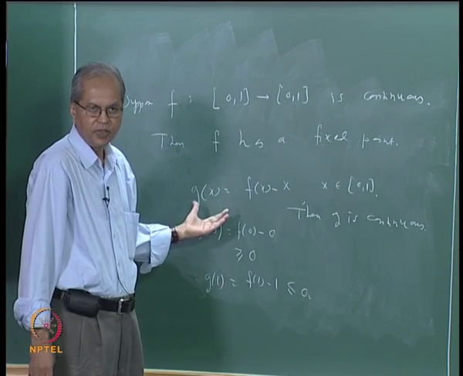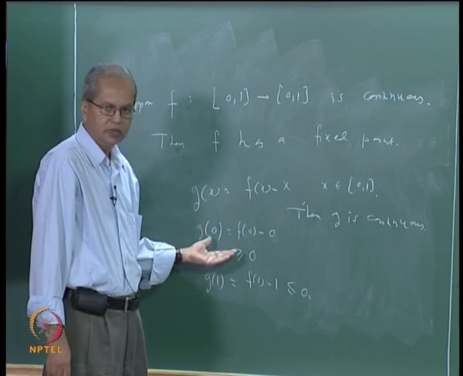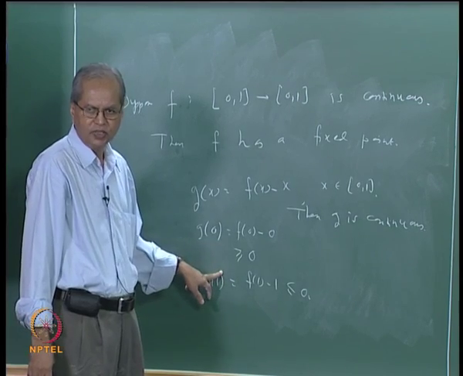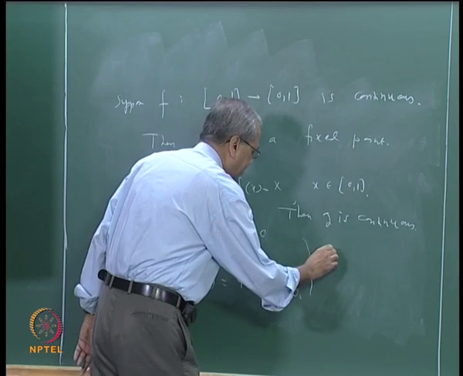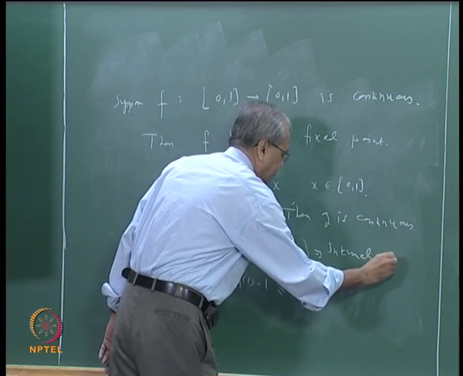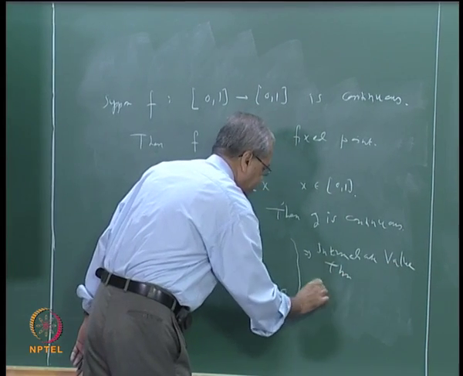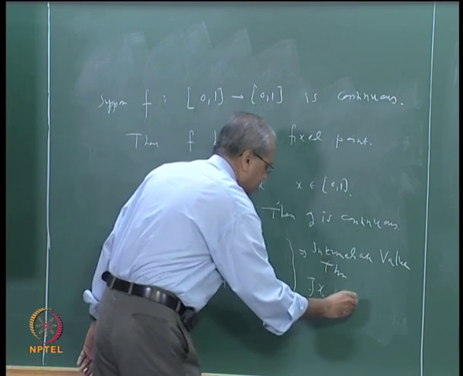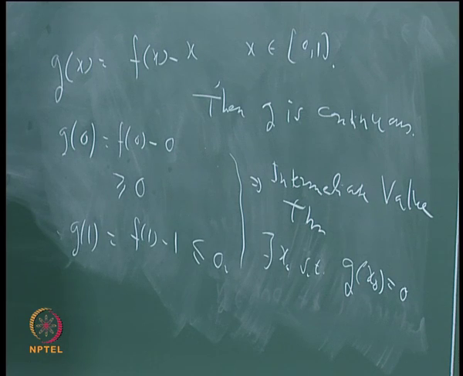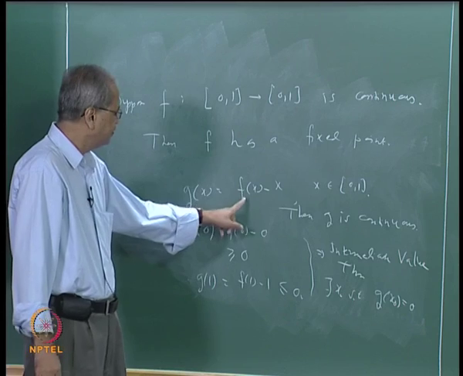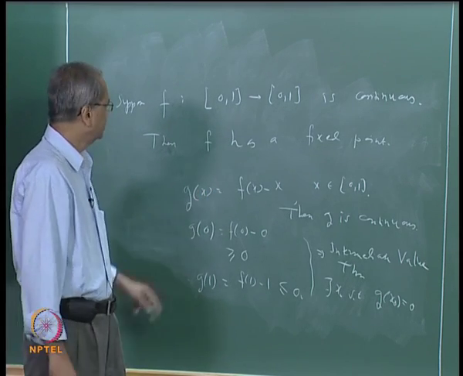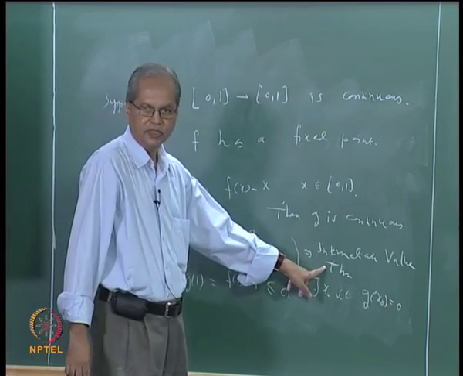So what does the intermediate value theorem say? Suppose one of these values is 0, then that is what we want, there is nothing to be proved. Otherwise, these two things imply by the intermediate value theorem that there exists some x naught such that g(x naught) is 0. But g(x naught) being 0 is the same as saying that f(x naught) is equal to x naught. So where did we use connectedness? In applying this intermediate value theorem.